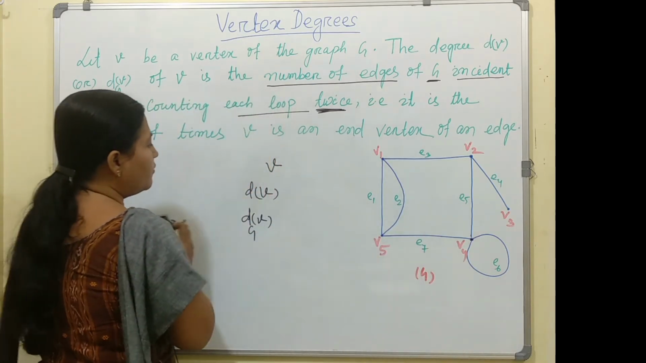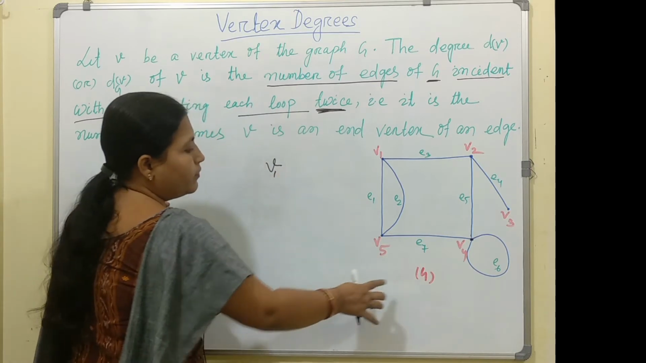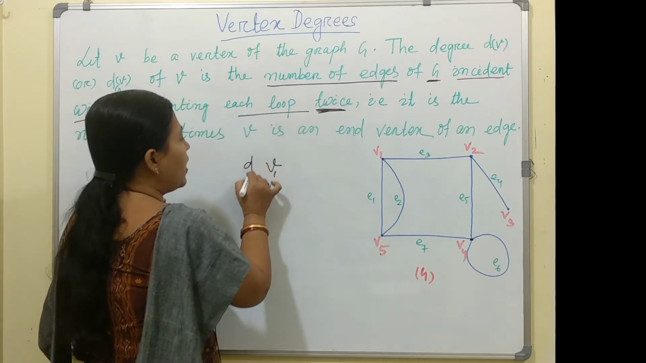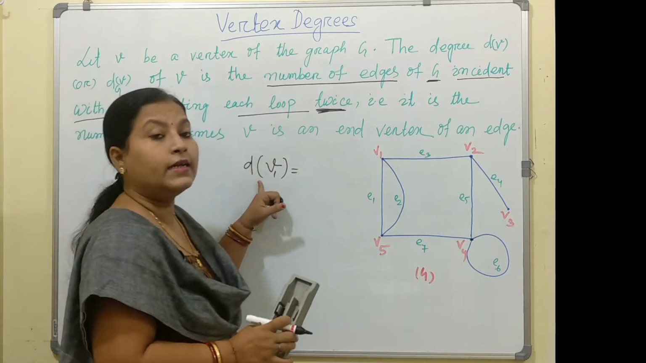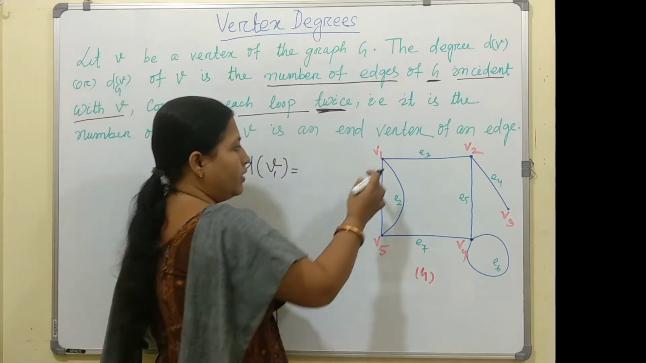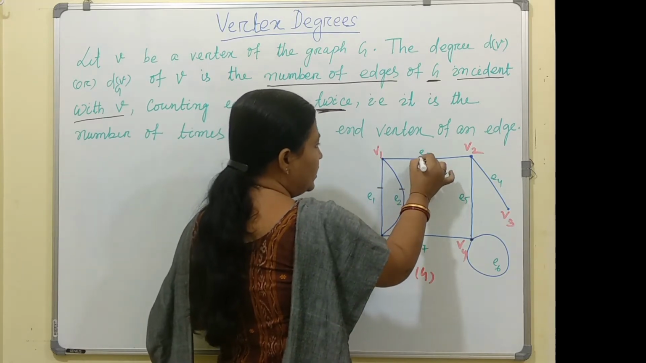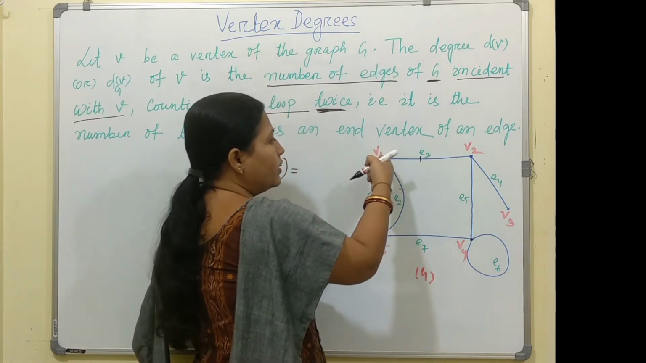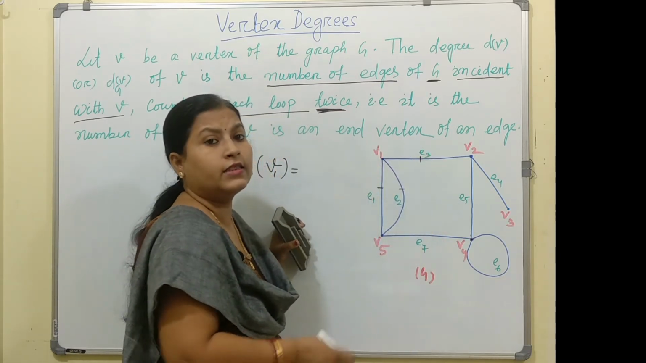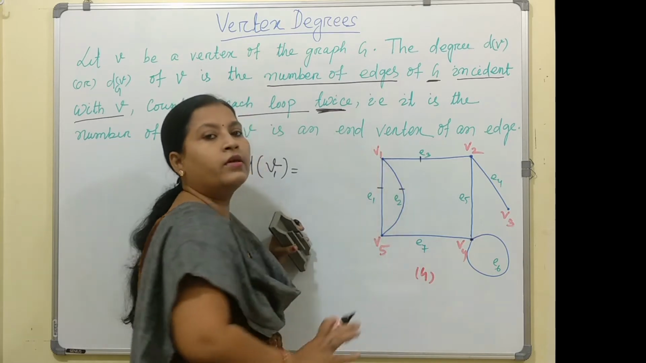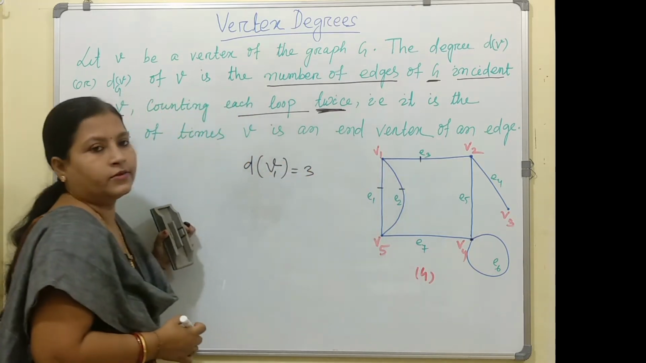So first of all, we will take the first vertex of the graph G, that is V1. D of V1 means degree of V1. Here E1, E2, E3 are incident with V1. So the number of edges here is 3. 3 edges are incident with V1, so degree of V1 is 3.